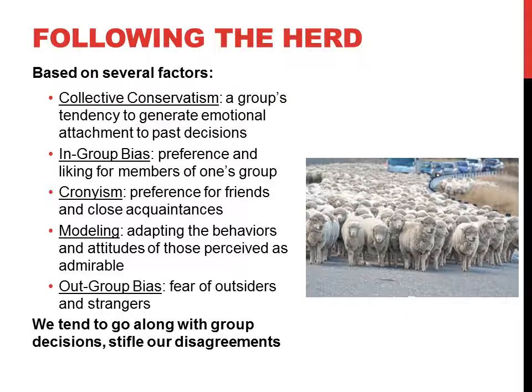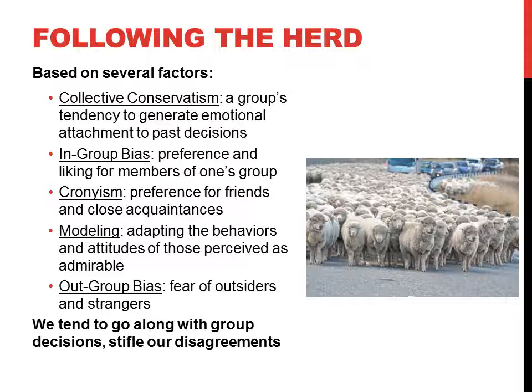Following the herd is another bias. This is a very common bias. It happens in large organizations, especially those with strong cultures. The following the herd bias is based on several factors. One is collective conservatism, which is a group's tendency to generate emotional attachment to past decisions. In-group bias, which is a preference and liking for members of one's group. Cronyism, which is a preference for friends and close acquaintances. Modeling, which is adapting the behaviors and attitudes of those perceived as admirable, which are most likely friends, close acquaintances, and members of one's group. And out-group bias, which is fear of outsiders and strangers.